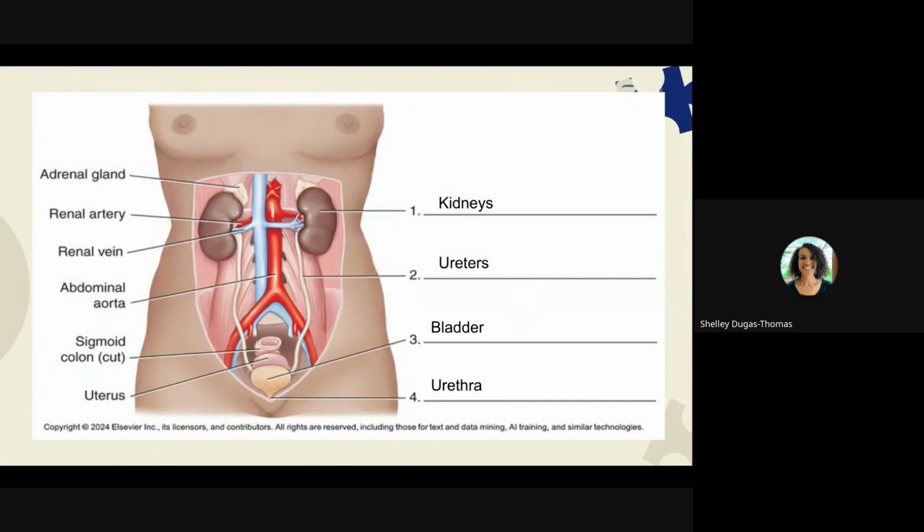So when we look at urine flow, we start at the kidneys, which filter the blood. Urine travels down the ureters, which are the long tubes connecting the kidneys to the bladder. It then collects in the bladder, our storage sac, and finally exits the body through the urethra.